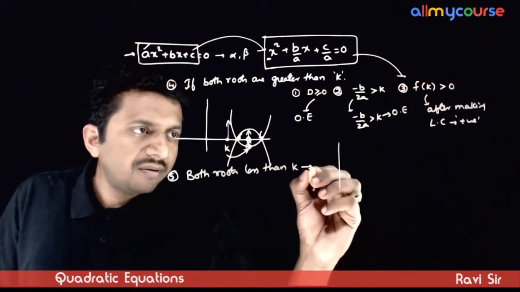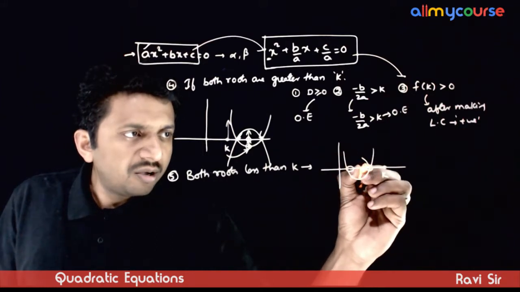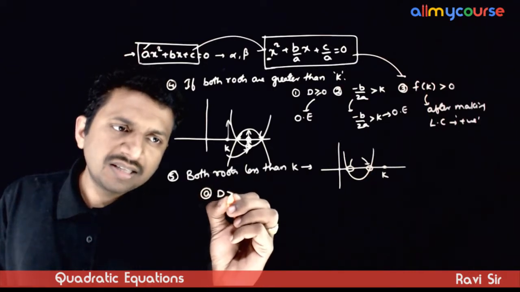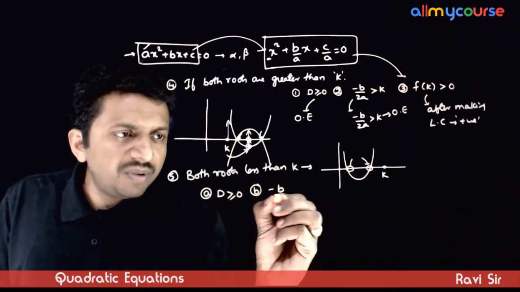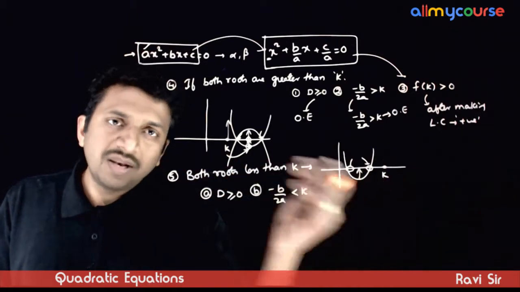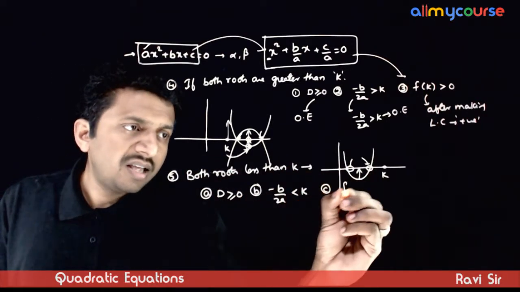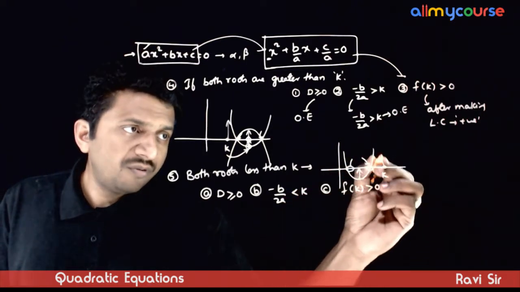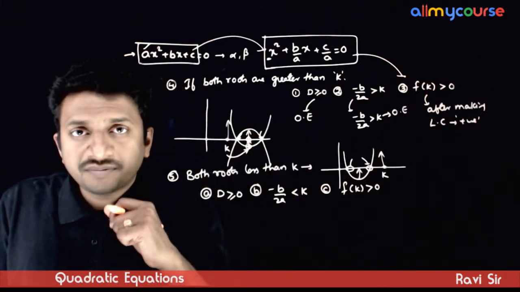Both roots less than k. That means how should the graph look like? If this value is k, both roots have to lie less than k. So the conditions are very simple again. Discriminant has to be greater than or equal to 0 because the roots have to be real, and minus b by 2a has to be less than k this time because the x coordinate of the vertex has to be less than k. And the third condition is again f of k has to be greater than 0. This graph has to rise up before it reaches the value of k. So the y value at x is equal to k has to be positive.